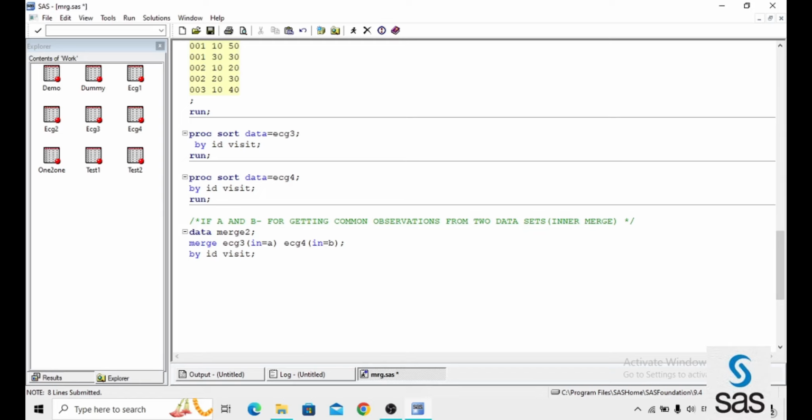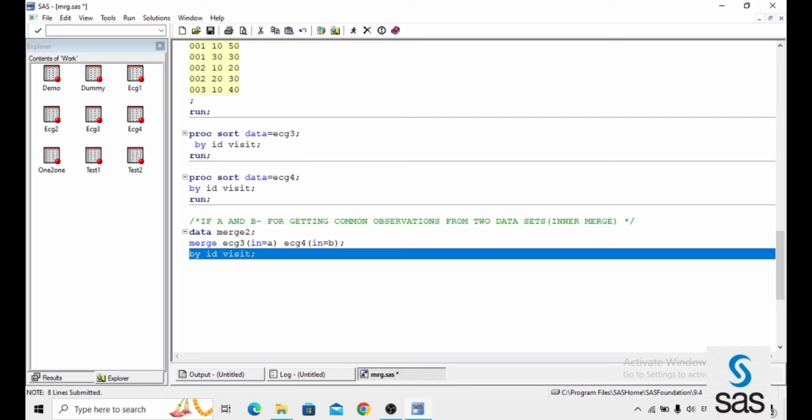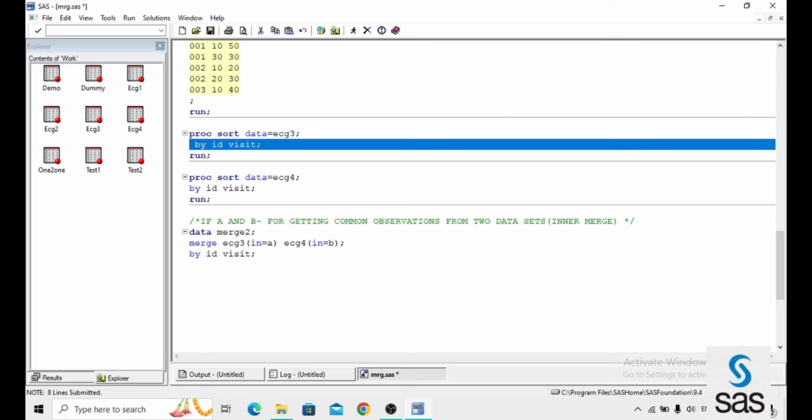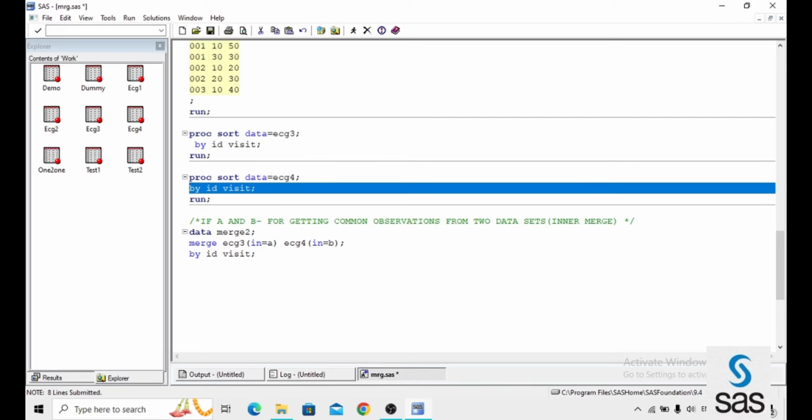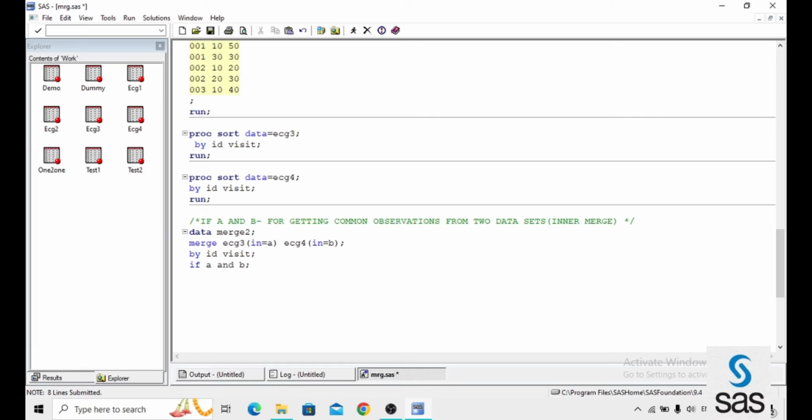We sorted at the level of ID and visit, that's why I am adding ID and visit. Whatever variables you add here must be sorted, the same variables, in both data sets. Then IF A AND B and run. Here A and B are user defined. What does it mean? Whatever name you want, you may use here. AND is a must for getting common observations from two data sets, and the names A and B are user defined. Now I am running this IF A AND B.